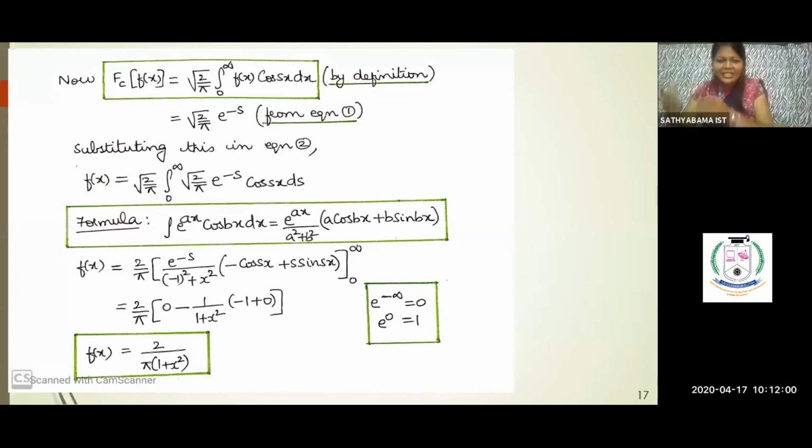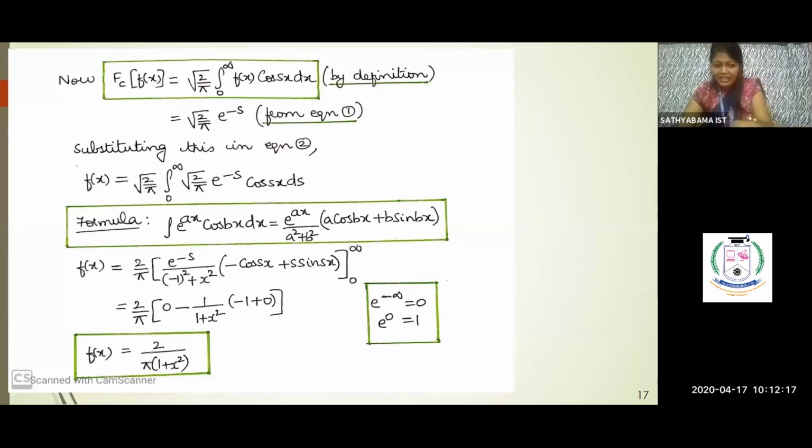Now, next step, all you have to do is substitute the limits. What's the upper limit? Infinity. What is e power minus infinity? 0. The whole term vanishes. Upper limit completely vanishes. What's the lower limit? 0. When you substitute for s as 0, what is e power 0? 1. So what will you get?